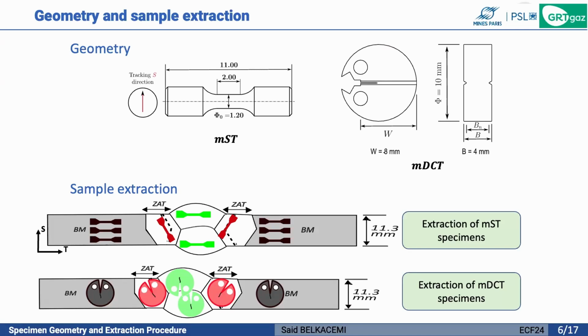The subsize tensile specimens are extracted from the base material and the weld material in the transverse direction. For the heat affected zone, the subsize tensile specimens are extracted parallel to the heat affected zone. We have done the same thing with subsize fatigue specimens, where the specimens are extracted in the base material and the weld material so that the load is applied in the transverse direction and the crack propagates in the direction of the weld, except for the heat affected zone, where we extract the specimen so that the crack propagates parallel to the heat affected zone.